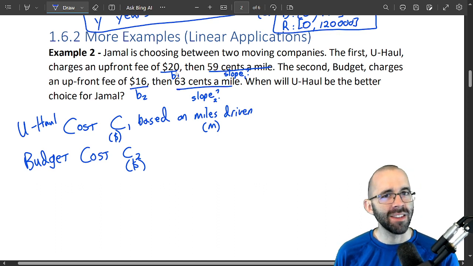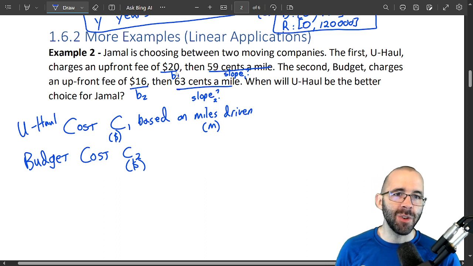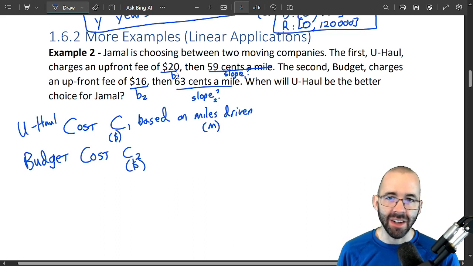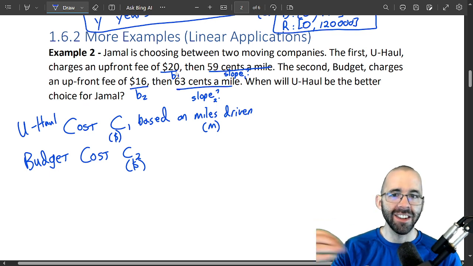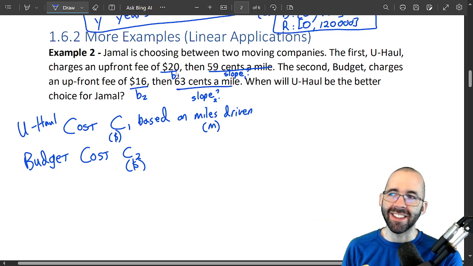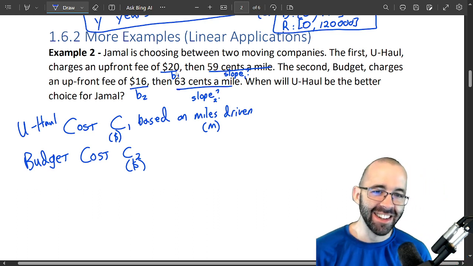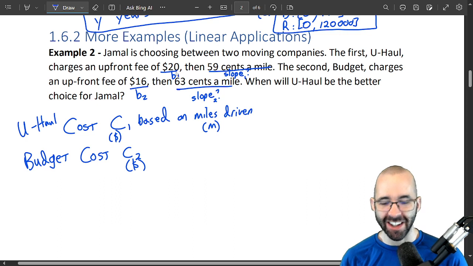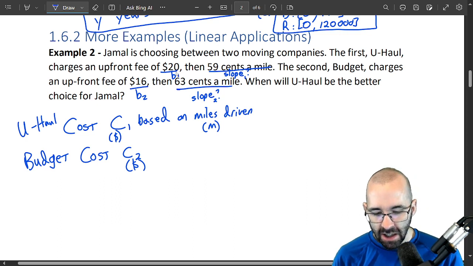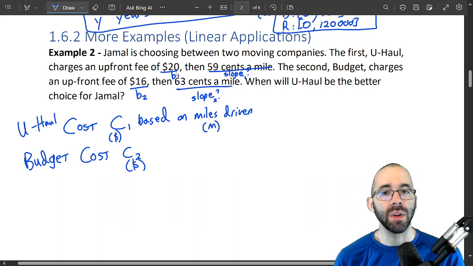In reality, that would be a little different. M would be a little bit different because, at least when I do it, you do have to return the truck. You're driving the return trip. So unless U-Haul and Budget are in the same parking lot, they'd be different. Let's say they're in the same parking lot, okay? Same number of miles that we're driving. All right, so when will U-Haul be the better choice?